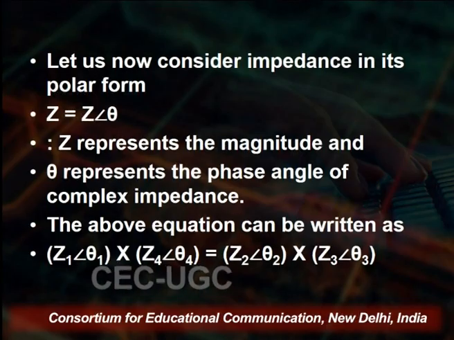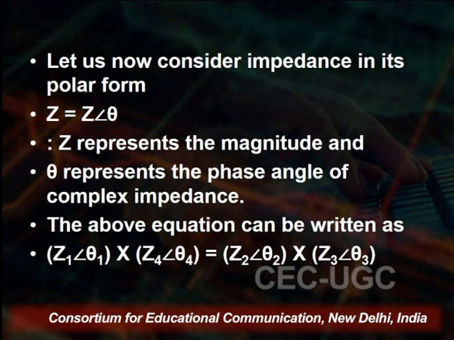So that's why we are taking Y1 Y4 is equal to Y2 Y3. It means the product of impedance of the one pair of the opposite arms must equal the product of the impedance of another pair of opposite arms in the complex notation. This means both the magnitude and the phase angle are to be considered here. So for this, let us consider the impedance in its polar form. So we can write it as Z is equal to Z angle theta.